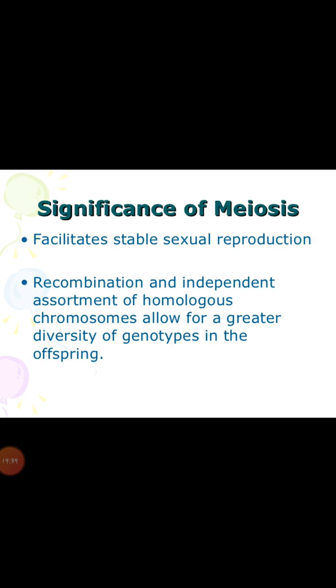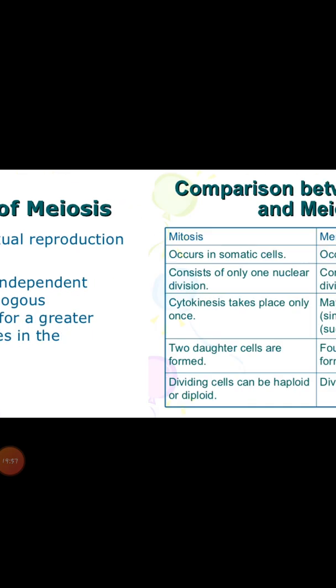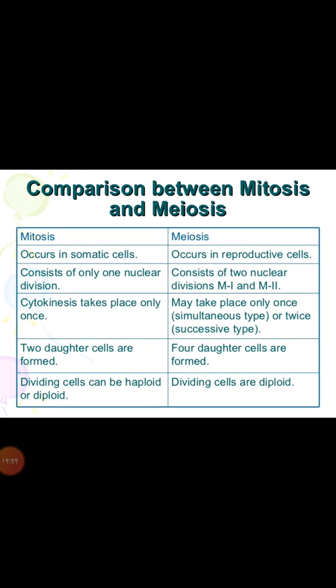Chromosomal and gene mutations may take place during meiosis. Some of them may be advantageous to the organism and are selected by natural selection. It proves the interrelation between living organisms, since its details are basically similar in all sexually reproducing organisms. Then we'll see the comparison between mitosis and meiosis.